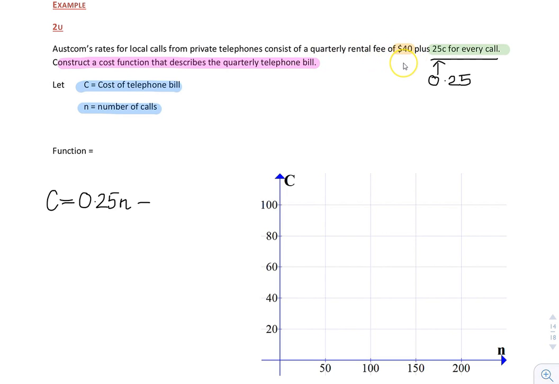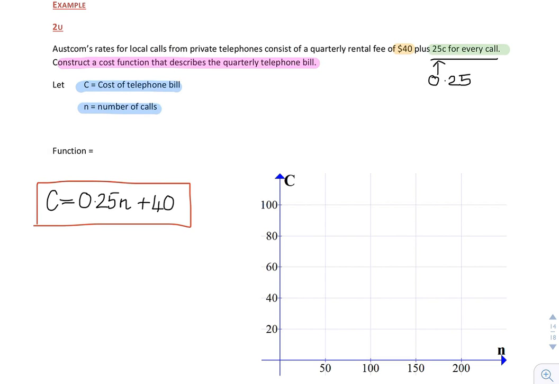So for every quarter, it's going to cost $40. So if we add the $40 to our function and we put a red box around it as that's our end answer. So the cost function is equal to 0.25 lots of N, where N is the number of calls, plus $40, which is the fixed quarterly rental fee.